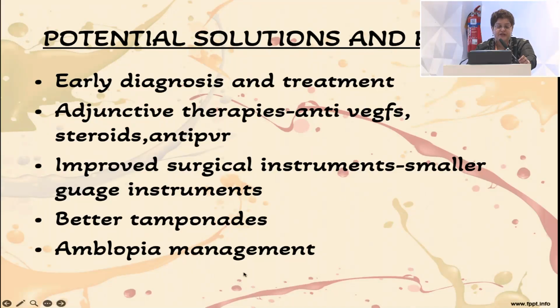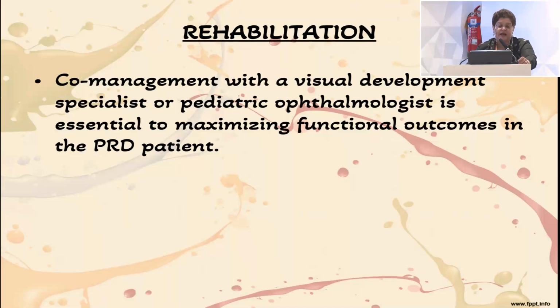So what are the potential solutions for the future? Early diagnosis and treatment, adjunctive therapies with anti-VEGF, steroids, anti-PVR agents, improved surgical instruments, smaller gauge instruments, better tamponades, and amblyopia management. And co-management with a visual developmental specialist or a pediatric ophthalmologist is essential for maximizing functional outcomes in a pediatric retinal detachment patient.